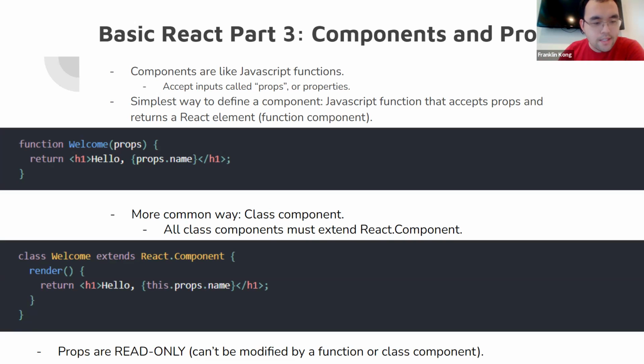And then in this class, we have a render function, and it returns an H1 element. And here you see the content is "Hello, this.props.name." That refers to the props object that was passed to this class, and it should have an attribute inside this props object called name. And this.props.name refers to the value of that name. One thing you should know is that props are read-only. So a function or class component must never modify its own props.